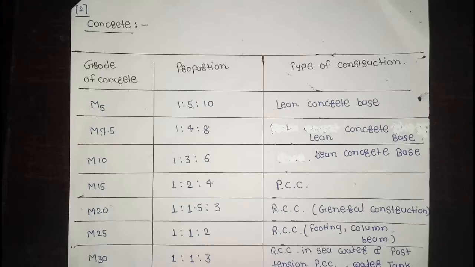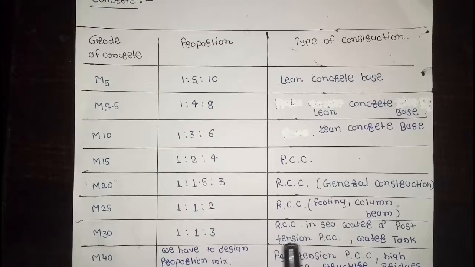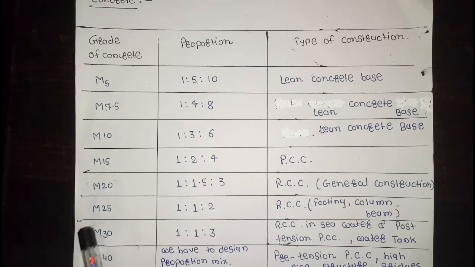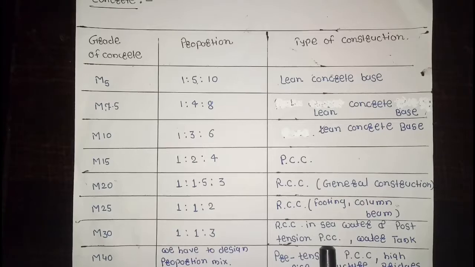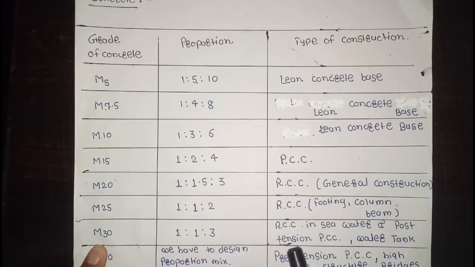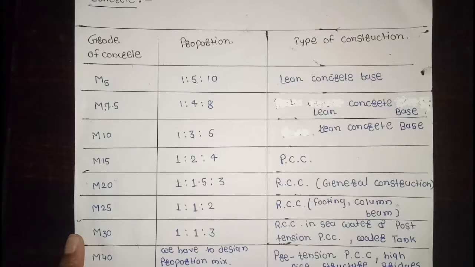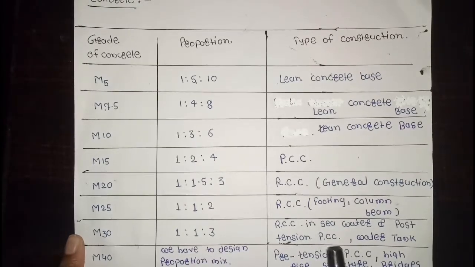M30, the proportion of grade of M30 is 1:1:3, 1 part of cement, 1 part of sand and 3 part of aggregate, which is used for RCC in seawater and post tension PCC. This is very important for the civil service exam. M30 grade of concrete is used for post-tension PCC, and M40 grade of concrete is used for pre-tension PCC. PCC means plain cement concrete.